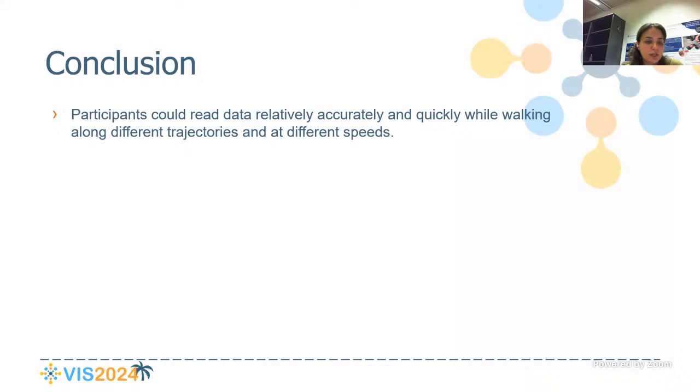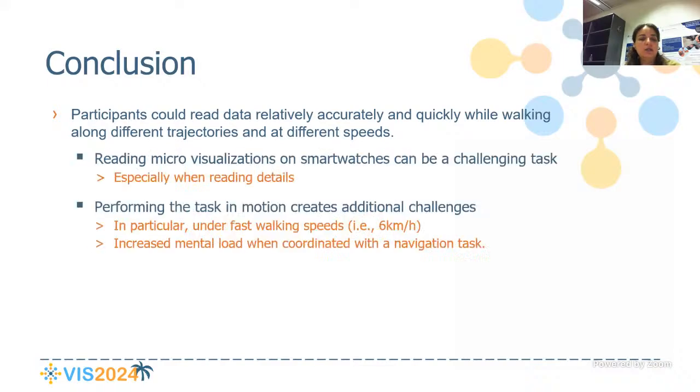As a conclusion, through our 2 studies, we found that participants can read data relatively accurately while walking different trajectories and different speeds. However, the reading performance can be negatively impacted when reading data at a detailed level, but also under high walking pace. In our case, it was 6 km/h speed, and in addition to coordinating it with another task, for example, the navigation task.